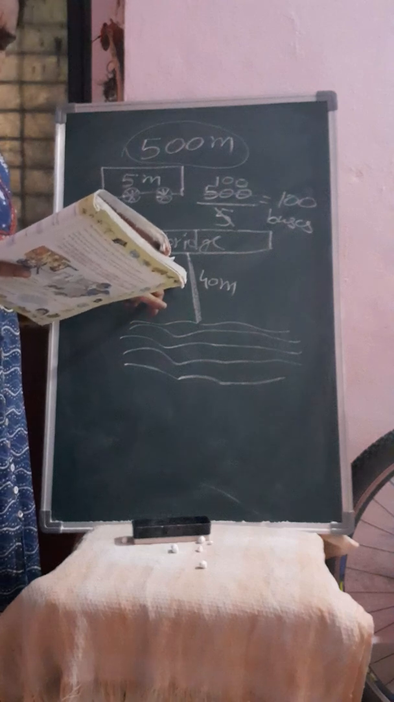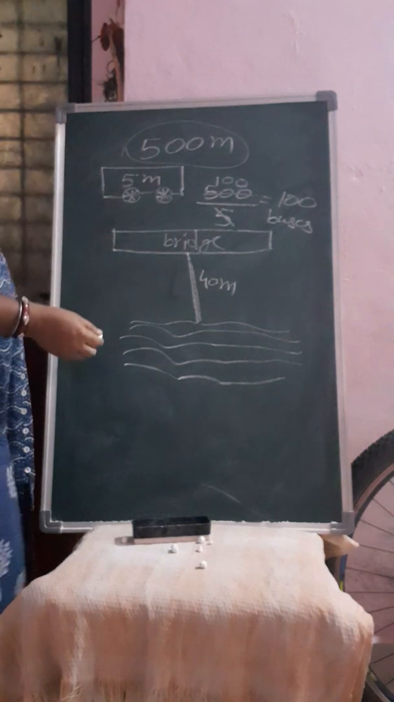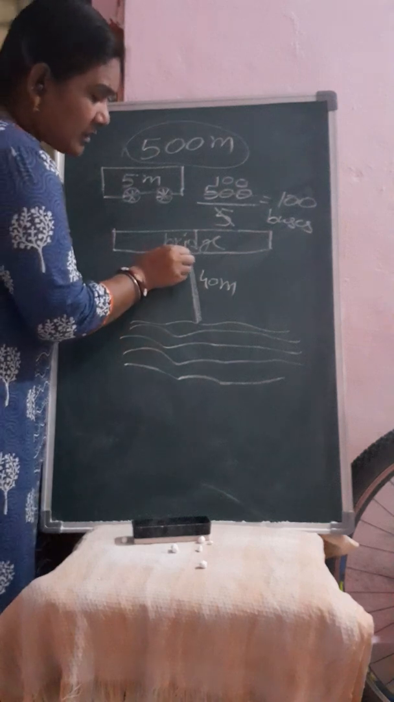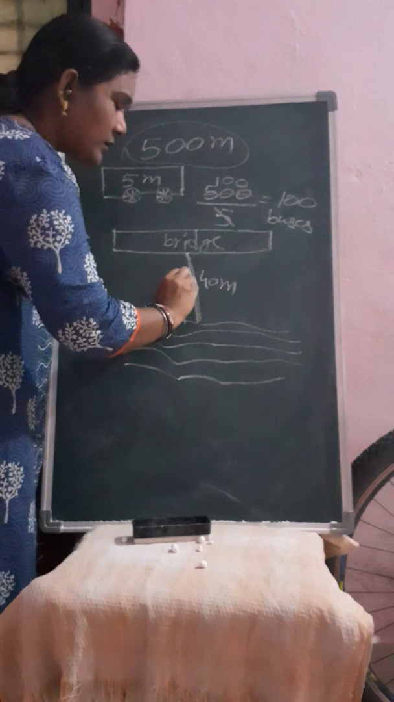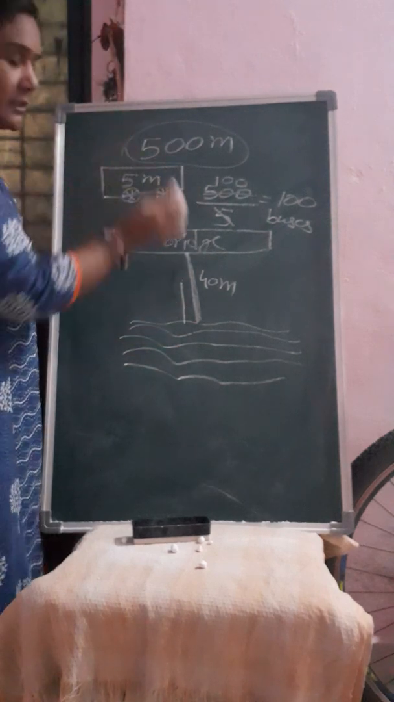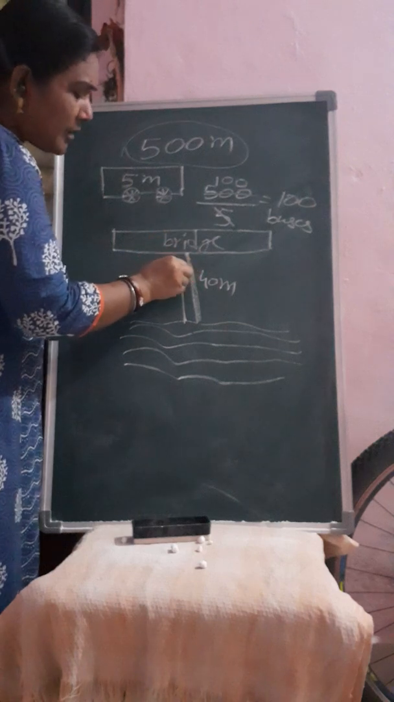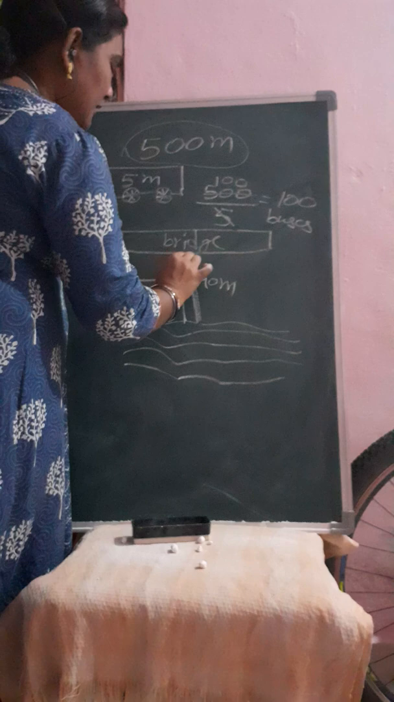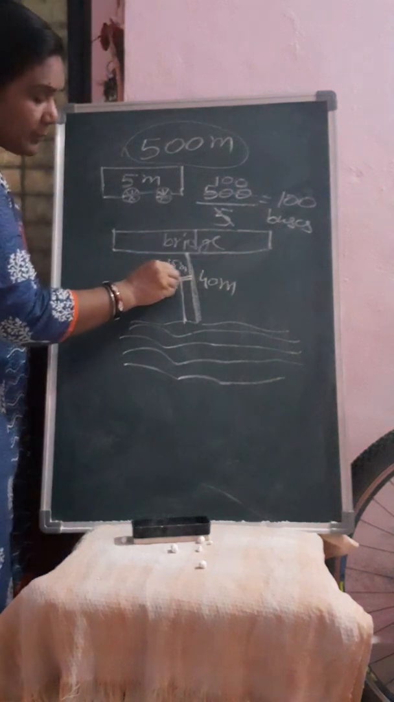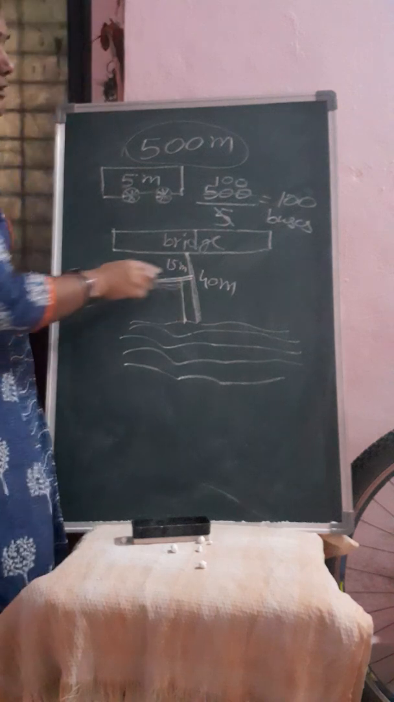Then it was just about 15 meters below the bridge. When it is the rainy season, the water level rises from here. Rises means it goes up towards the bridge, till it is 15 meters below. Below 15 meters from the bridge means the water level rises till here, in the rainy season.